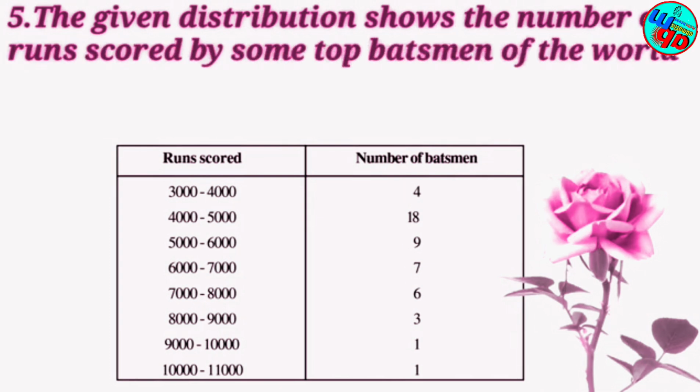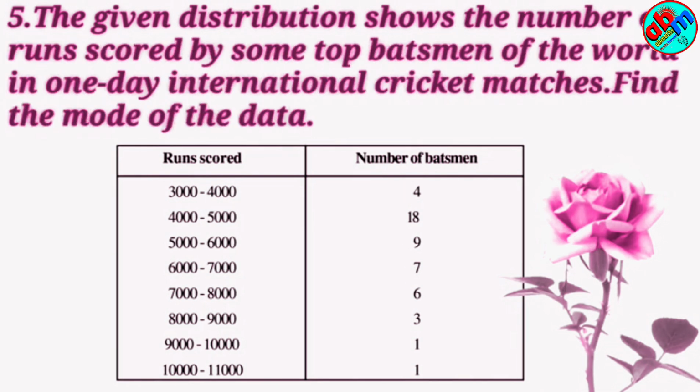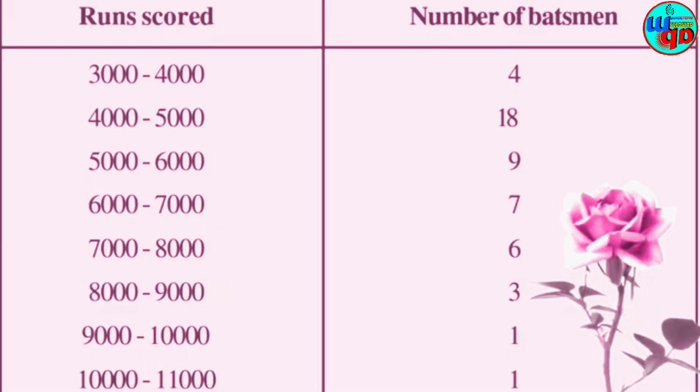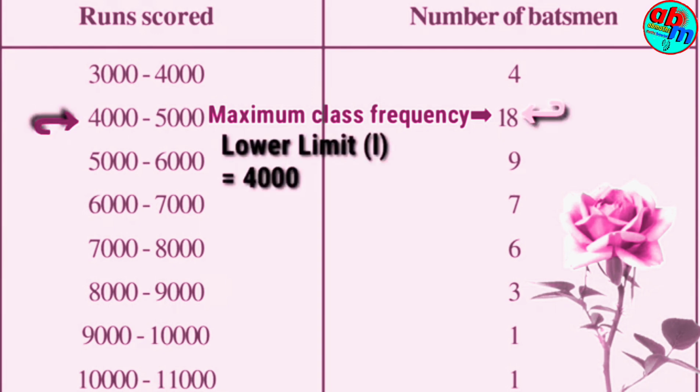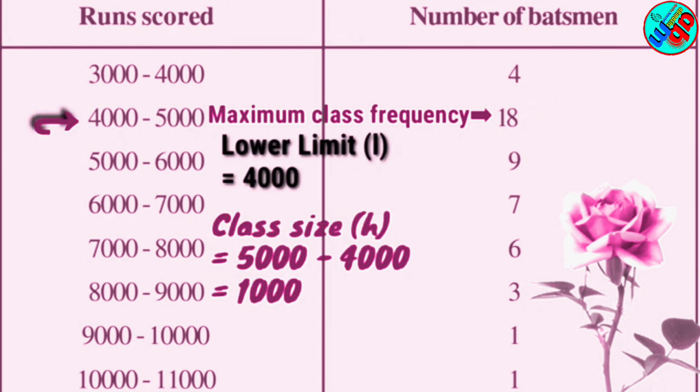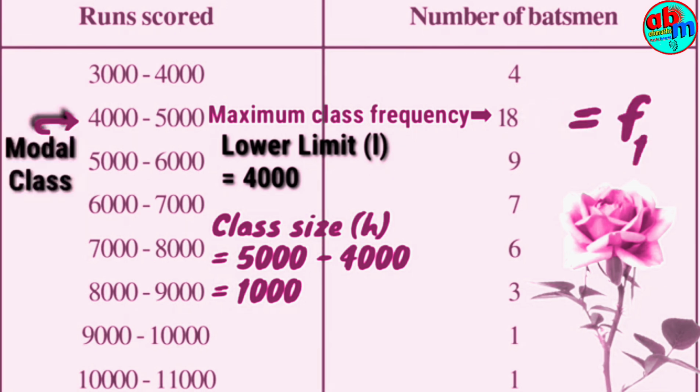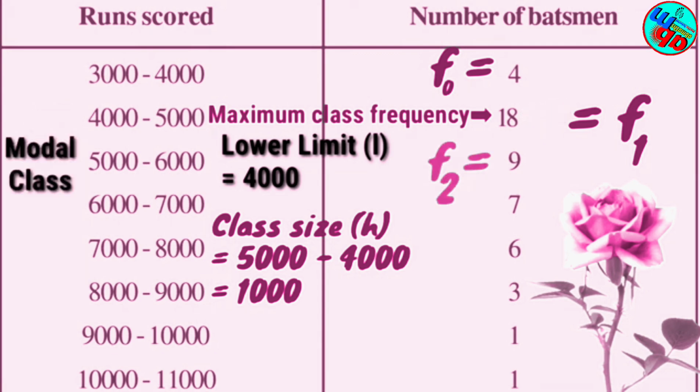So here we have a question. The given distribution shows the number of runs scored by some top batsmen of the world in one day international cricket matches. Where the table is given, find the mode of the data. From the table we have that the maximum class frequency is 18, belonging to class interval 4000 to 5000. Therefore the modal class is 4000 to 5000. Lower limit L will be 4000. So h will be 5000 minus 4000, which is 1000. Frequency f1 of the modal class is 18. Frequency f0 of the class preceding the modal class is 4. Frequency f2 of the class succeeding the modal class is 9.